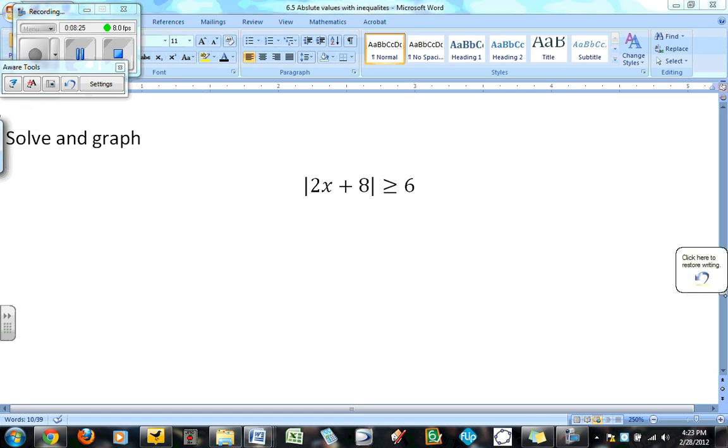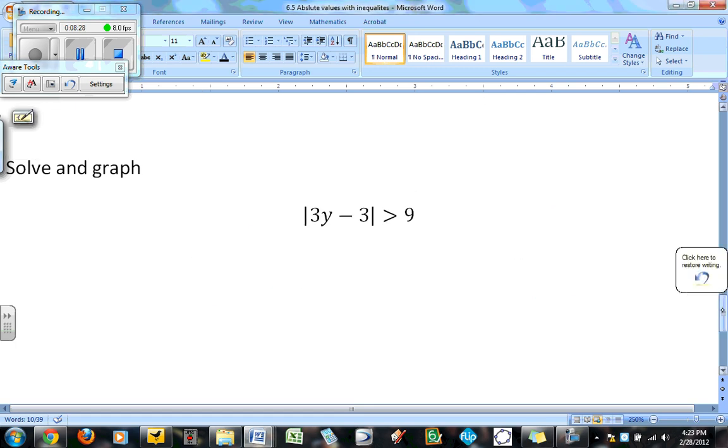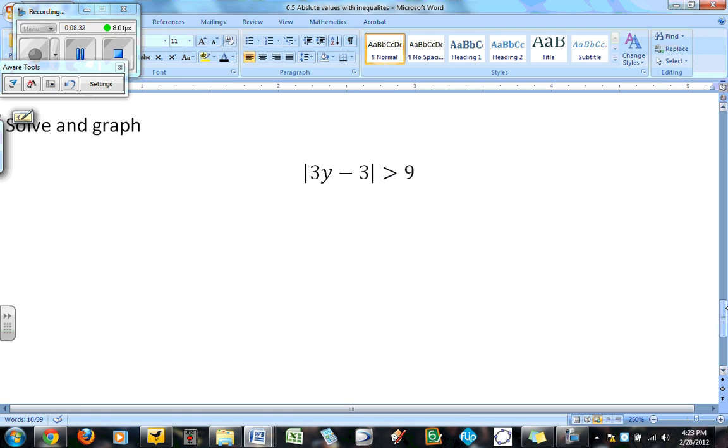And again, last one here is for you to try on your own. Make sure you do it right. I'm going to show you right here so you can check your work and see where you made a mistake. So we have two cases. 3y minus 3 is greater than 9. And then 3y minus 3 is less than negative 9.